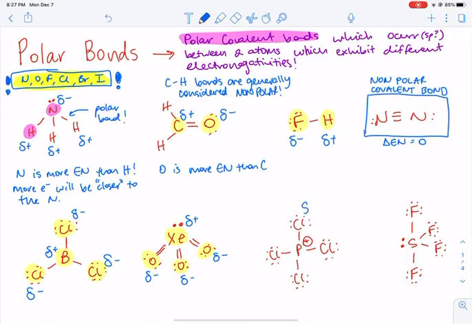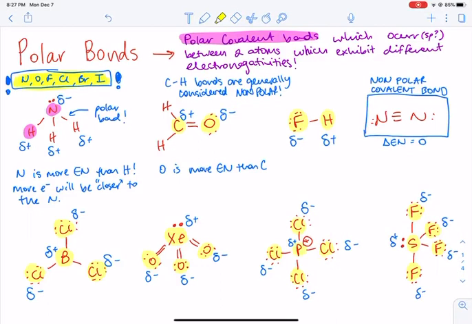If we keep going, we can do this for all these. And really, you don't even have to put a partial positive by the phosphorus because it already has a positive charge, but fine, just for consistency. And then here, fluorine's more electronegative than sulfur, so it's definitely going to be polar. These are polar, polar, polar, polar, polar, polar.